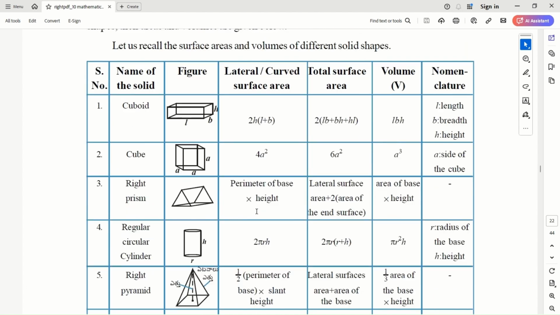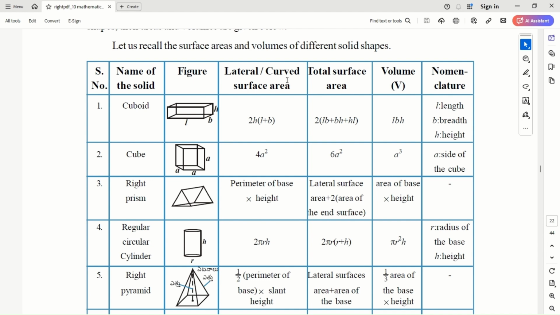So the first, most important thing is to learn the formula of each different shape. And you have two kinds of areas, lateral or curved surface area, and total surface area. What is total surface area? If you are given a shape, the complete area of the shape is the total surface area. And what is lateral or curved surface area? This does not include the top and bottom.